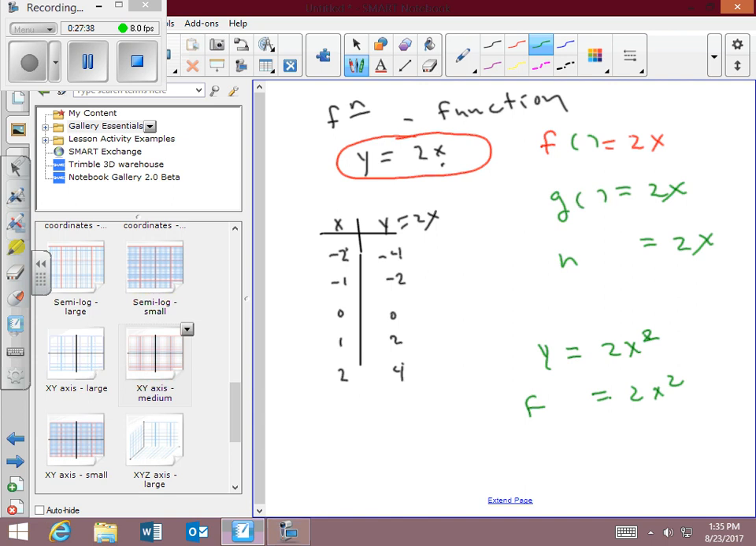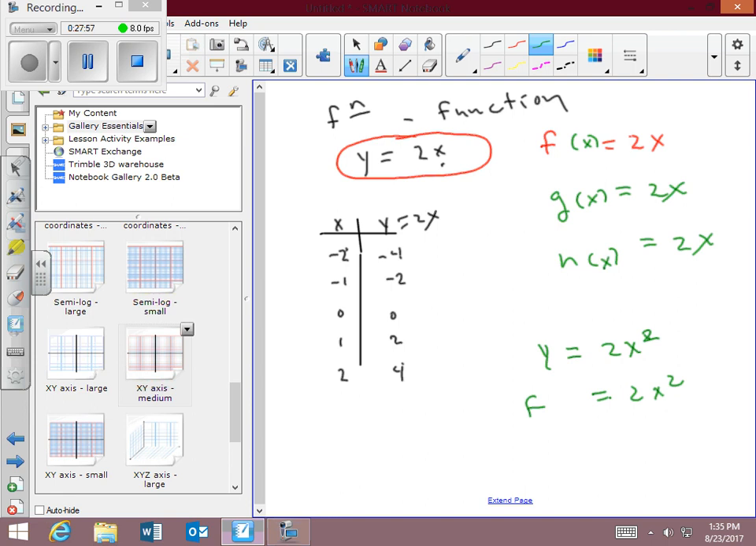you add a little something here, and you tell what the independent variable is. This is a function f of x. This is a function g of x. This is a function h, and you say of x.